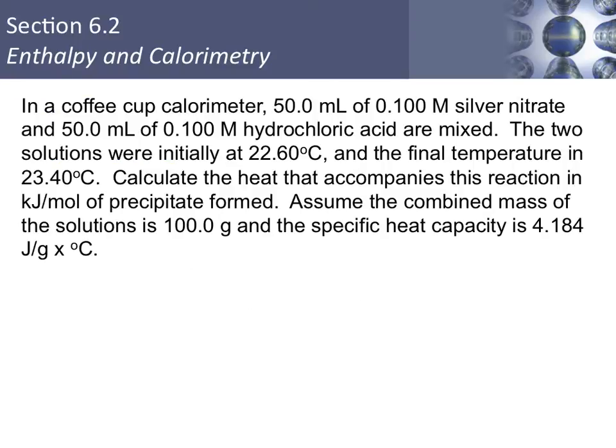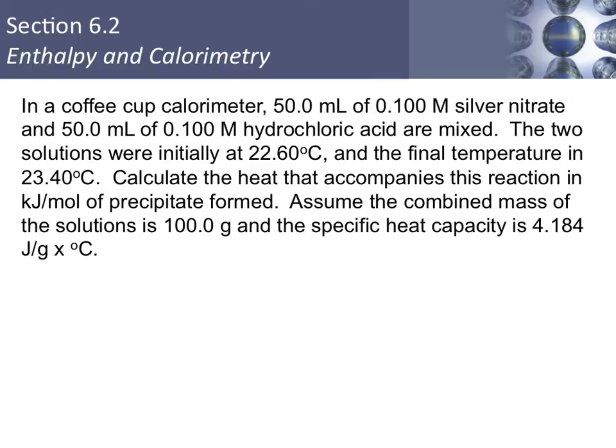So let's take a look at this constant pressure calorimetry problem. We have 50 milliliters of 0.100 molar silver nitrate and the same of hydrochloric acid. They're mixed, they react in the calorimeter, and we see a temperature increase of up to 23.4 degrees Celsius from 22.60 degrees Celsius. We want to calculate the heat that accompanies this reaction in kilojoules per mole. So heat, Q, but also our enthalpy change, delta H. We're going to assume the combined mass of the solutions is 100 grams because we put 50 milliliters of each together, and we're assuming the density of water here from these solutions. So 100 milliliters is 100 grams, and we're going to use the specific heat capacity for water as well, 4.184.